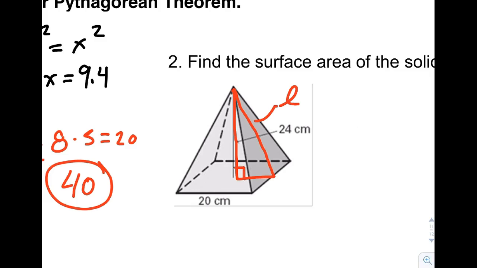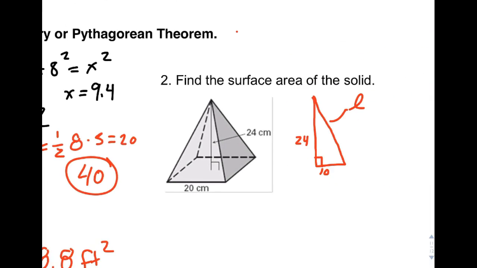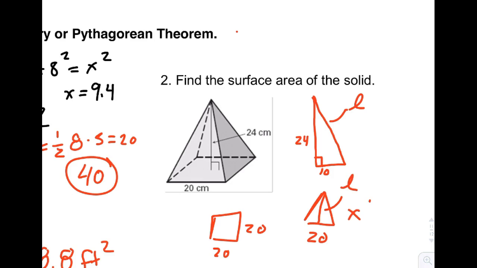Now the whole length across is 20. That length is 10. The height is 24, and the slant height is going to be the hypotenuse. So when we take this out, now you've got a right triangle that you can use to find the height of those lateral sides. So I'll let you find that L, and then you've got a base, which is a 20 by 20 square, just one base, and then you've got a triangle with a base of 20. Whatever you find for L will be the height of that triangle, and we've got 4 of them, so you're going to multiply by 4.